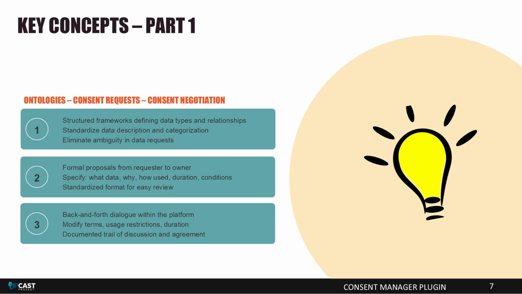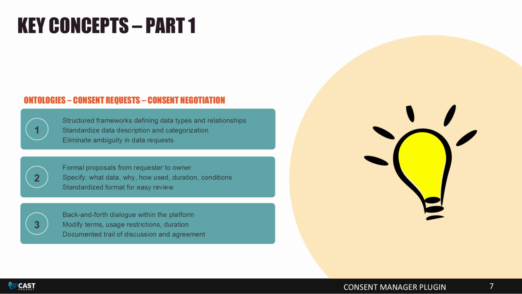To really understand how the Consent Manager works, there are a few key concepts we need to cover. First, let's talk about ontologies. An ontology is essentially a structured framework that defines the types of data, the relationships, and the categories within a specific domain. In the context of the Consent Manager, ontologies help standardize how we describe and categorize data. This ensures that when a data requester asks for customer contact information, both parties have a shared understanding of what that means. Ontologies eliminate ambiguity and make automated processing possible.